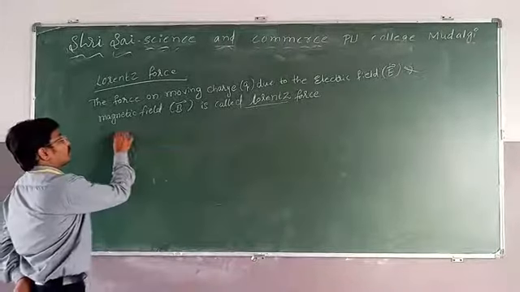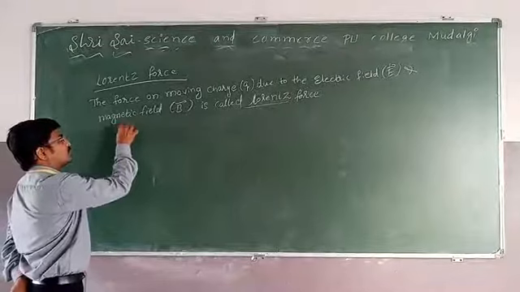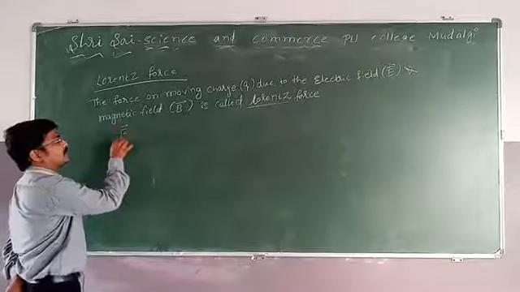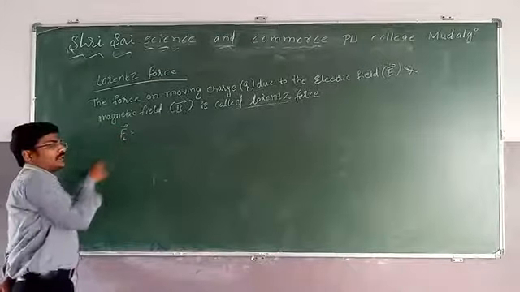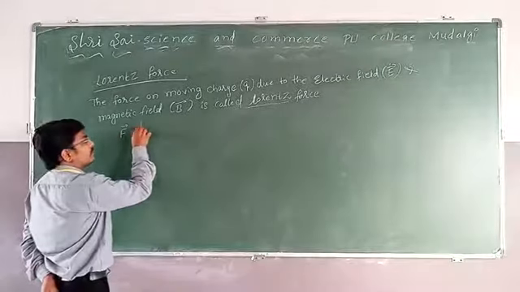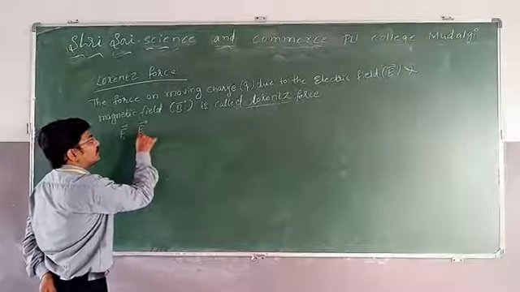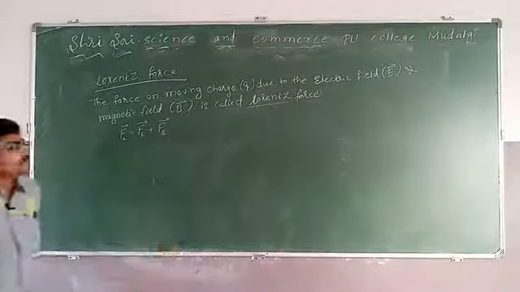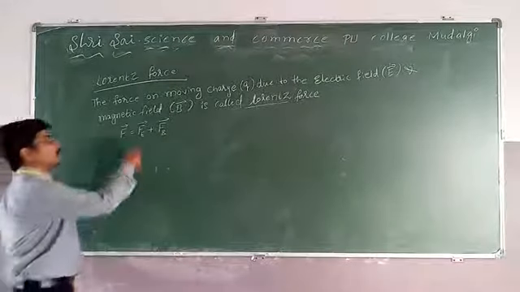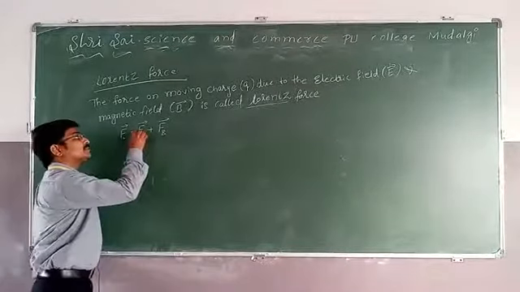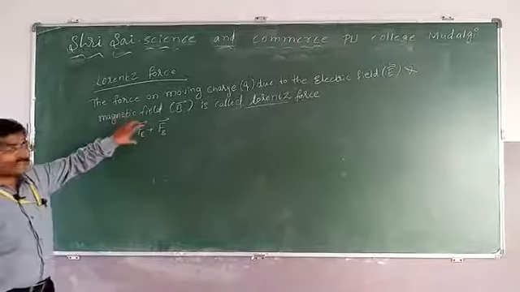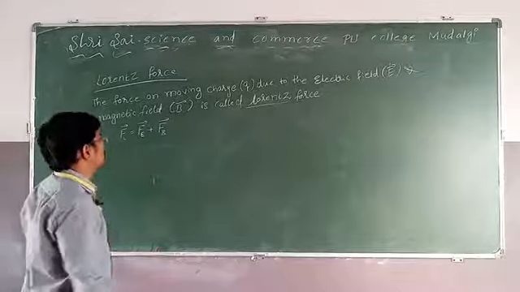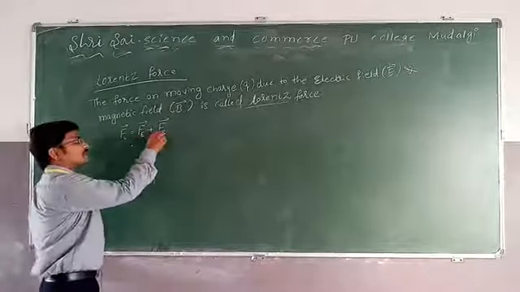The formula, see, Lorentz force FL, take it as FL because of Lorentz force. To say that it is Lorentz, I use the L. FE plus FB. What is the FE? It is the force due to the electric field. FB means force due to the magnetic field. Electric force plus magnetic force.